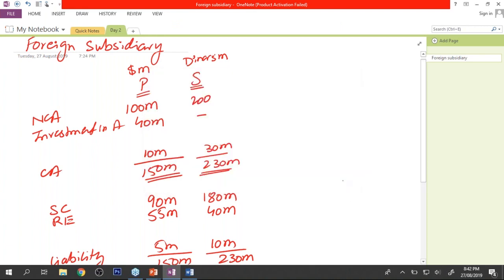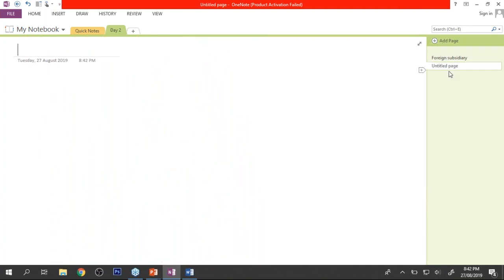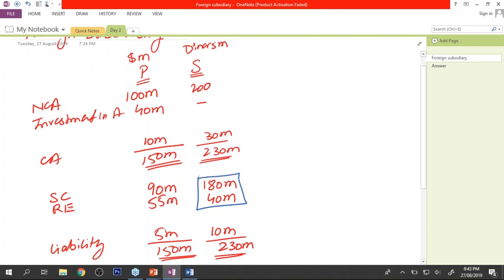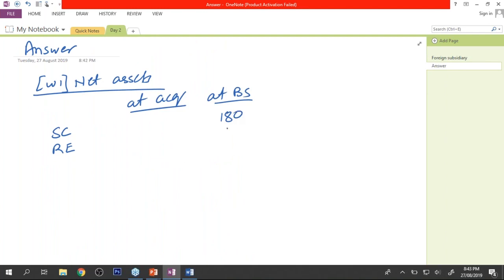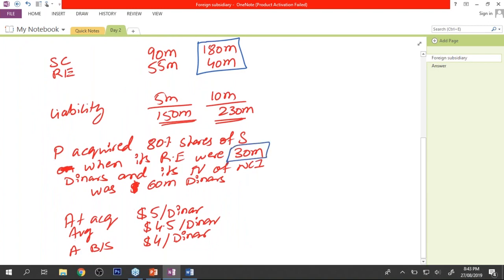Okay. So now when we talk about a foreign subsidiary, how do we start the calculation? I'm going to add a new page for the answer. So this is the question, and here we are going to write the answer. When we start the answer, we prepare a working by the name of net assets, in which we prepare two columns: net assets at acquisition and net assets at the balance sheet date, in which we have the share capital and the retained earnings. The share capital and the retained earnings of the subsidiary were 180 and 40 million dinars. So we are going to write 180 and 40, which is going to be 220. The share capital was the same, 180, at the date of acquisition as well. And the retained earnings at the acquisition date were 30 million.